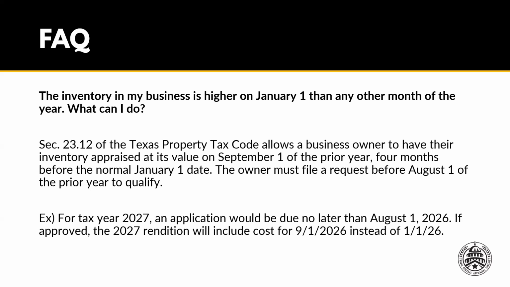An example would be for tax year 2027, an application would be due no later than August 1st of 2026. If approved, the 2027 rendition would include cost from September 1, 2026 instead of 1/1 of 2026.